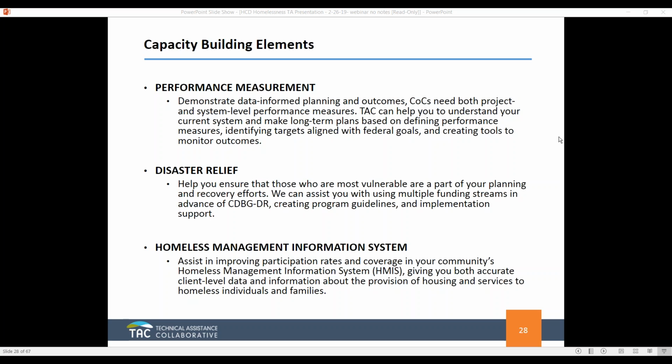As Kathy mentioned, disaster recovery is something we're also doing. We can also help, whether it's planning for possible future disasters, or making plans in place for those, or current recovery efforts. And the HMIS, as Kathy mentioned, the Homeless Management Information System, we could really help communities look at their data, increase coverage, and look at rates of current projects that are entering into HMIS. Next slide.